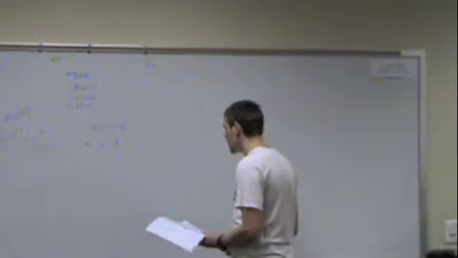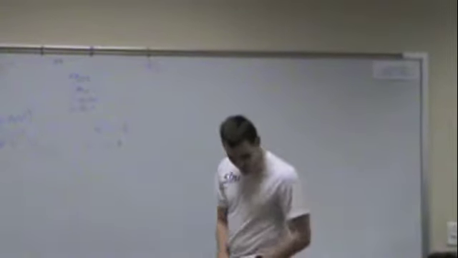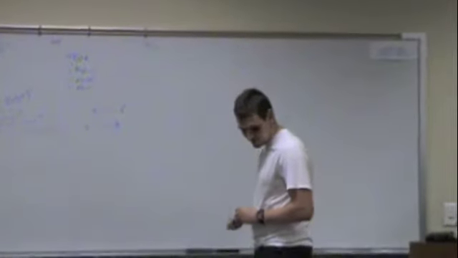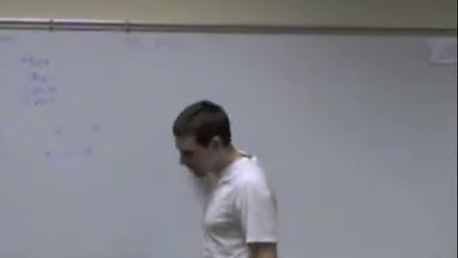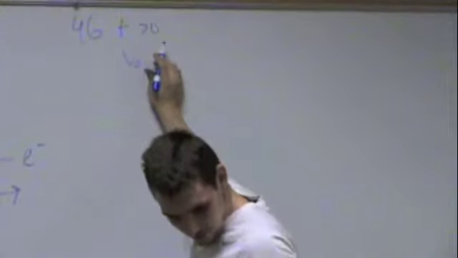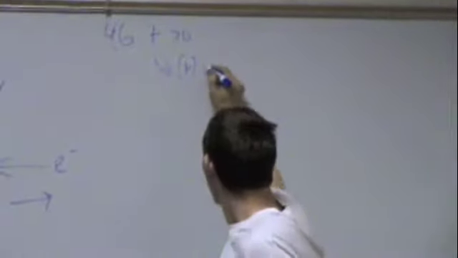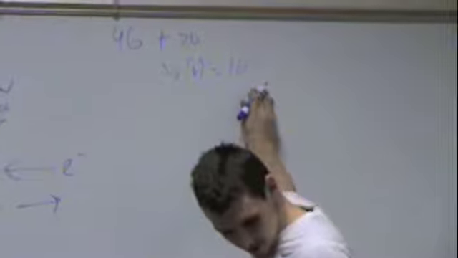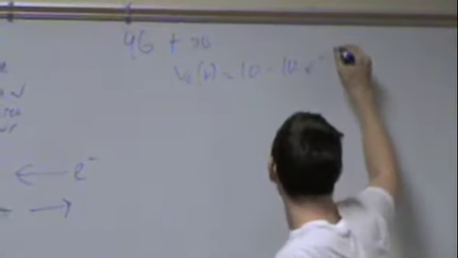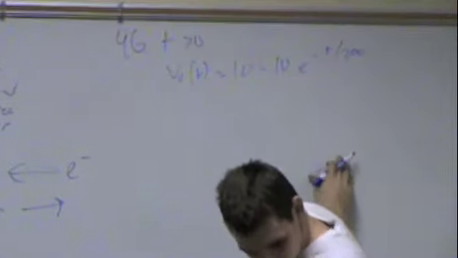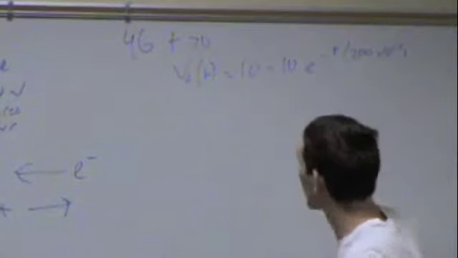So we are going to problem 46. For t greater than 0, the output of an operational amplifier is V naught of t equals 10 minus 10 e to the negative t over 200 times 10 to the minus 9 seconds.